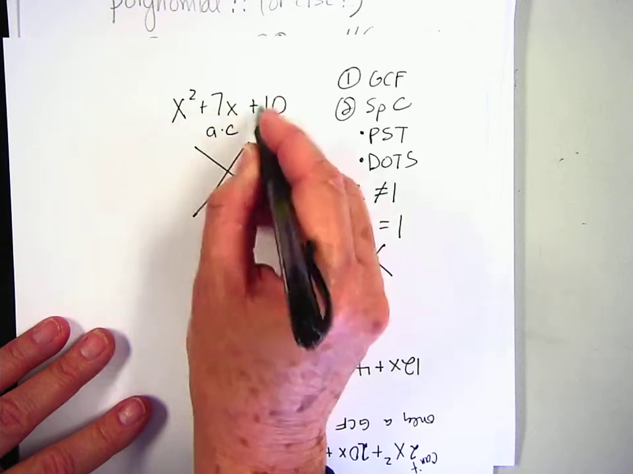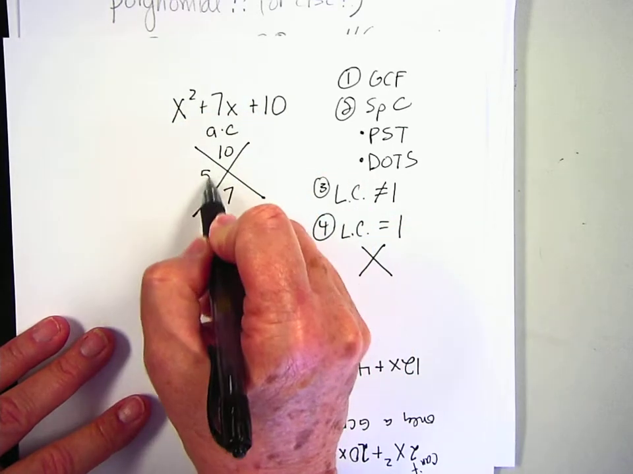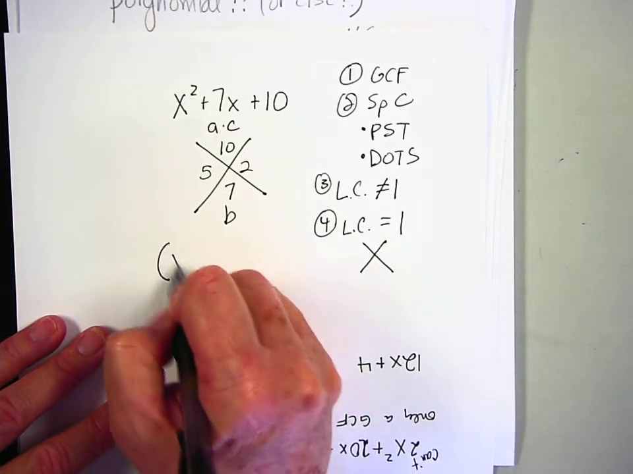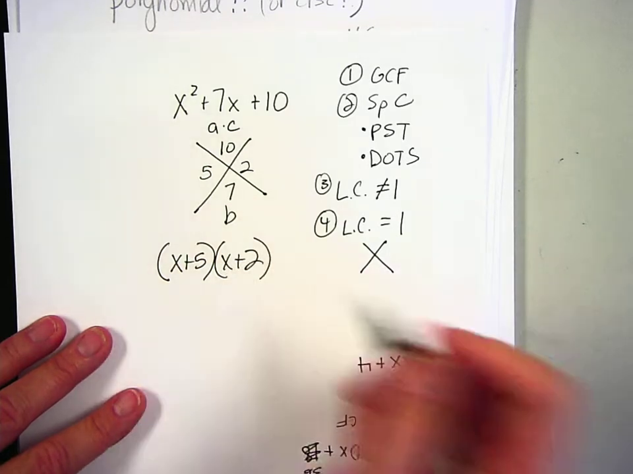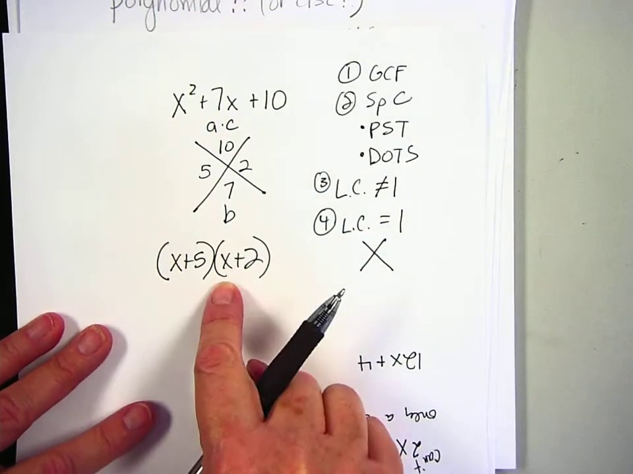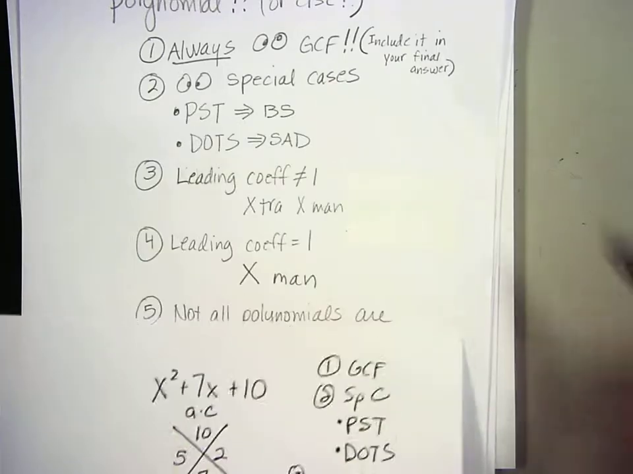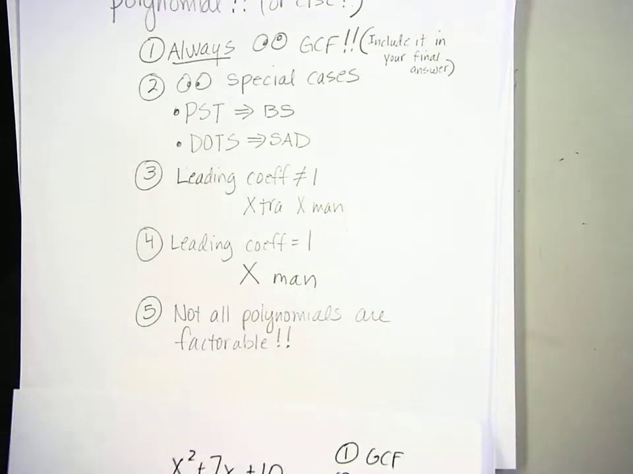A times c is 10. B is 7. Your two numbers are 5 and 2. 5 times 2 is 10. 5 plus 2 is 7. Your two binomials are x plus 5 and x plus 2. Boom, we're done. You want to verify that with the Punnett square? That would be a fabulous idea. And also remember, if you go through all this and you can't do any of that, not all polynomials are factorable.